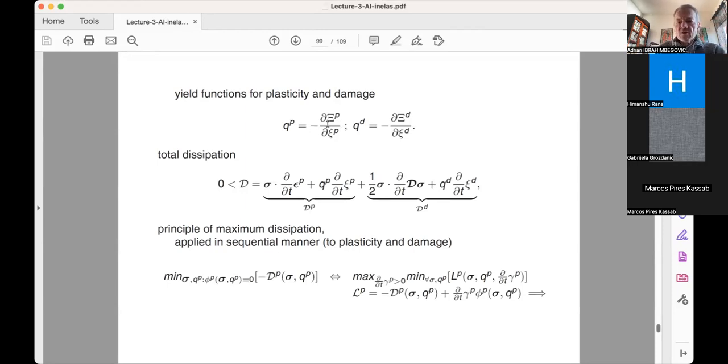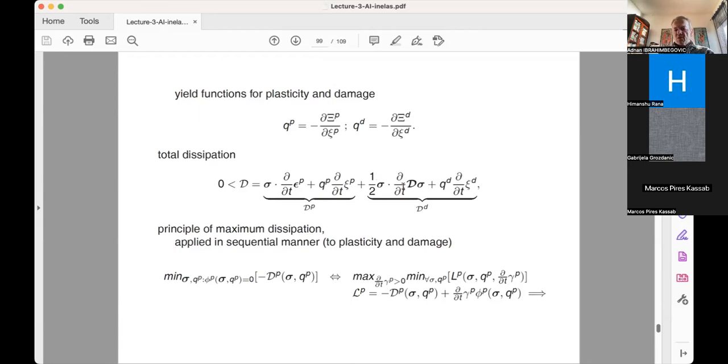The first one being conjugate to hardening variable psi P, the other conjugate to the hardening variable psi D. And then we now define dissipation. For the inelastic case, we know dissipation is positive as the sum of the plastic dissipation, which is a scalar product between the stress tensor and the rate of plastic strain, and the product between the hardening variable for plasticity and the rate of the psi P, the hardening variable for plasticity, the conjugate flux.